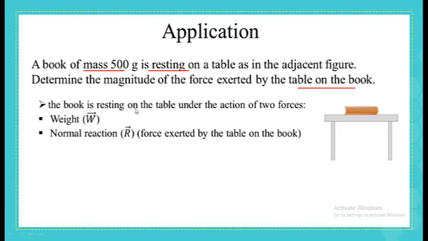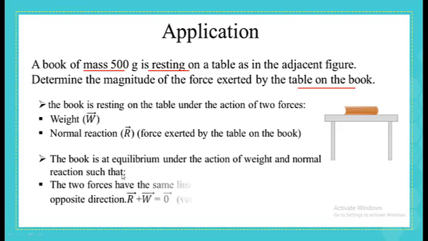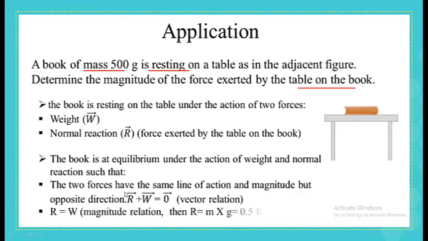Since it's at a condition of equilibrium, we can write the following relation. Since they act along the same line of action, they have the same magnitude but opposite direction, so the summation is equal to 0. Out of this vector relation, we can deduce the magnitude relation where the normal reaction R is equal to weight. And according to your knowledge, we know that weight is mass times gravity. So simply we can substitute by mass times gravity.